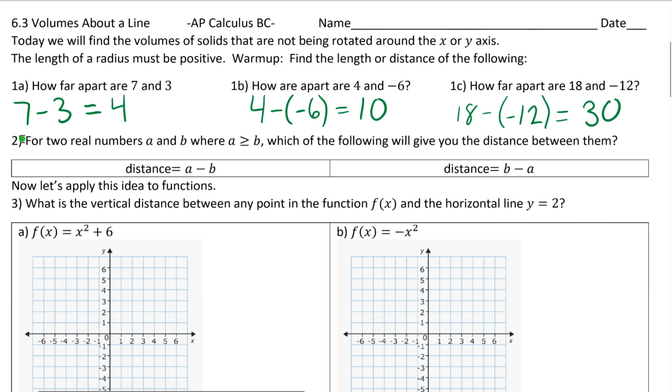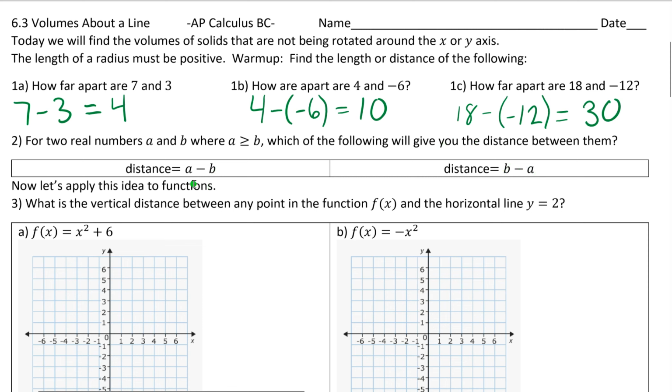So basically, there's a pattern going on here. Let's talk about what that pattern was. For any two real numbers, A and B, where A is the bigger one, and I guess it could be equal to each other too, which of the following will give you the distance between them? So the bigger one minus the smaller one, or the smaller one minus the bigger one?